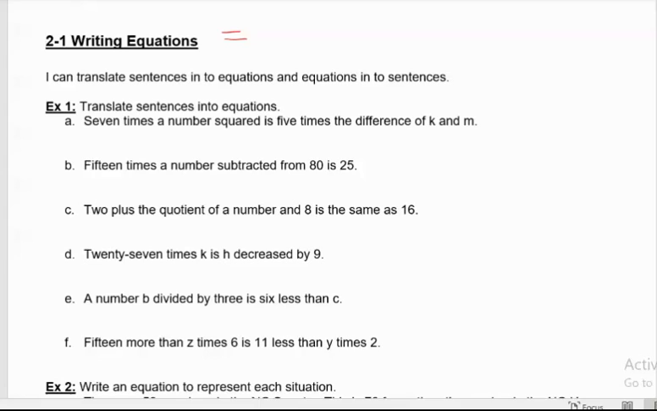By the end of this lesson you should be able to translate sentences into equations and equations into sentences. So some examples. If I'm translating sentences into equations, I'm really just diving in and looking at the specific words that they're using and translating that into operations, numbers, letters, so that I can create an equation.